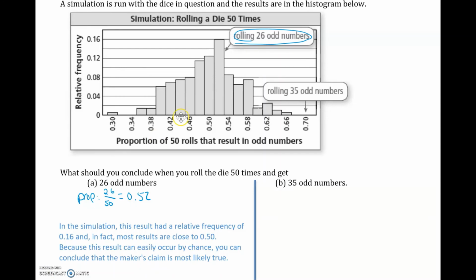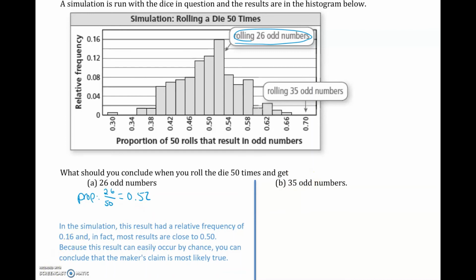And again, I would say the majority of our trials are roughly around 50%. These are your three highest bars. So anything around 0.50, 0.52 is probably likely to happen by chance. Now let's compare that to 35 odd numbers.